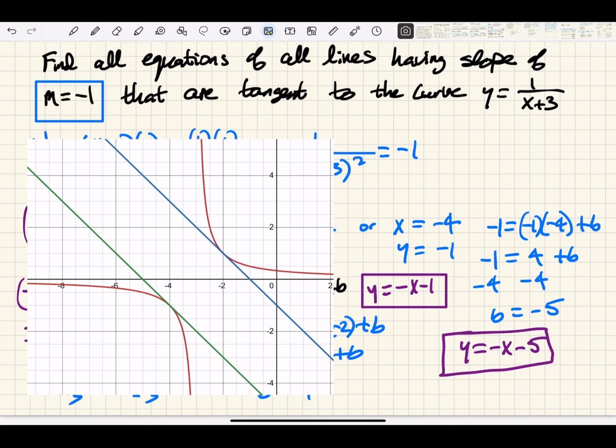When we graph the rational function y equals 1 over x plus 3, and the two lines y equals -x minus 1 and y equals -x minus 5, we do see that it is reasonable that these lines would be tangent to this curve at these 2 points.